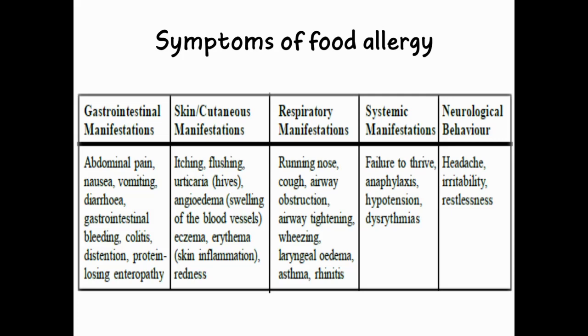Systemic manifestation is failure to thrive, anaphylaxis, hypotension, and dysrhythmia. So these are the systemic manifestations. It happens over a longer period of time. When you're exposed to something for a longer period, then you have these symptoms. Neurological behavior: you have a headache, irritability, and restlessness. This is also one behavior which people portray when they are having food allergy or any allergies.